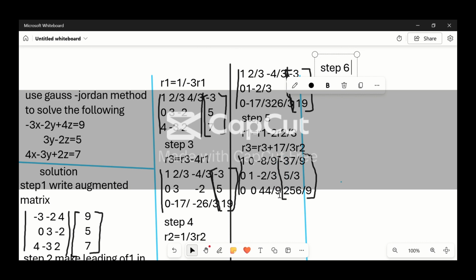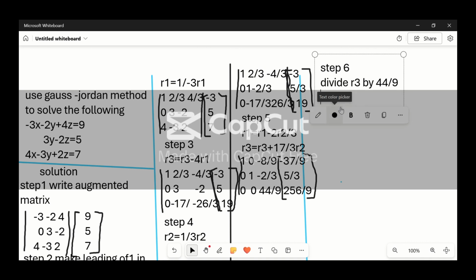That was the condition. Row 3 will be equal to row 3 divided by 44 out of 9. So after using this, we can have the updated matrix.